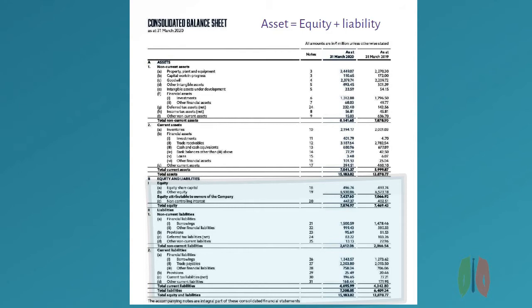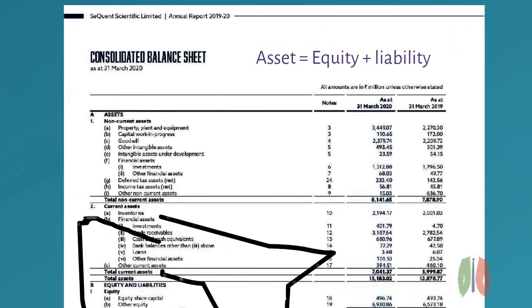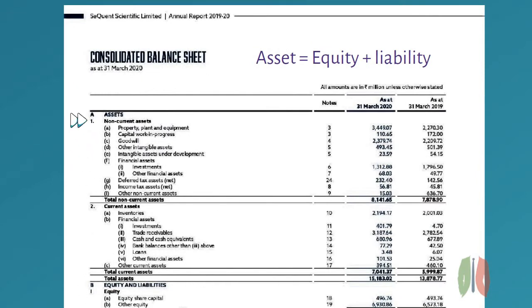If you buy gold, it is an asset. If you have a loan, it is a liability. We will see them one by one. Assets and liabilities have non-current and current parts. So we will start with non-current assets. Non-current assets have a life of more than a year and they cannot be converted to cash easily.